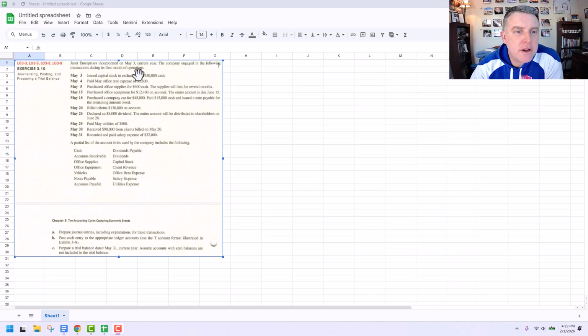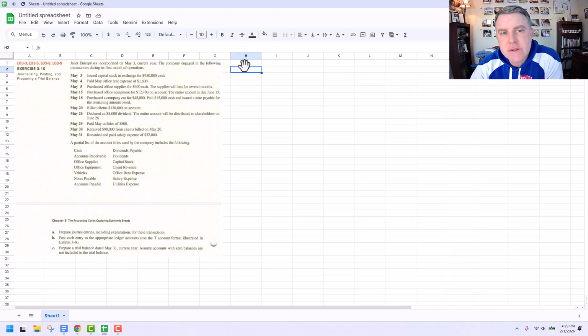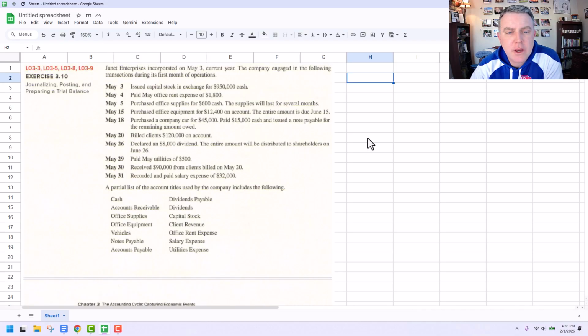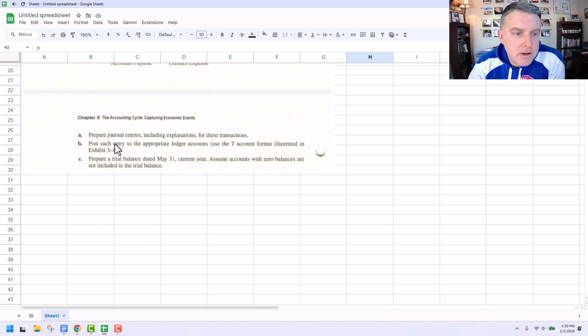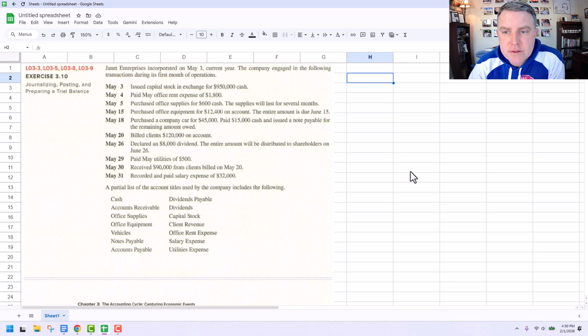All right, so we have Janet Enterprises, and by the way, I'm doing this in a spreadsheet just because I think it will allow us to organize this stuff a little better than we would in a word processing document like Google Docs or something. Janet Enterprises incorporated on May 3rd of the current year, and the company engaged in the following transactions in its first month of operations. Our job here, in part A, is to prepare the journal entries, including explanations for these transactions. I'm not going to worry about the explanations here. I'm just going to record the debits and the credits.